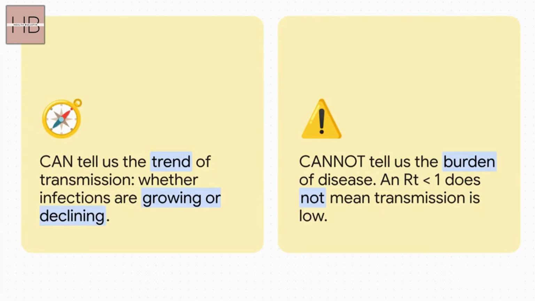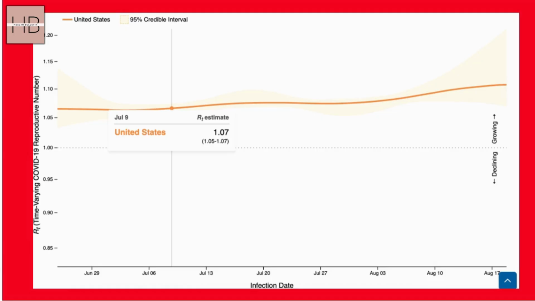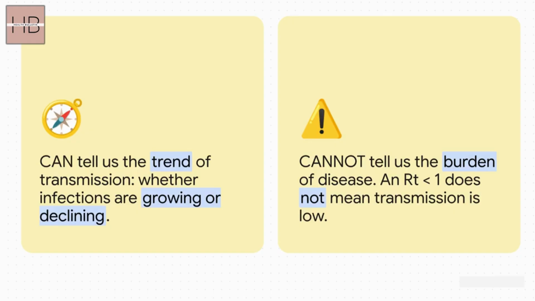And this is the key takeaway, for sure. R is all about the trend. It's about the direction. Is the fire spreading faster or slower? What it does not tell you is how big the fire already is. You could have an R below 1, meaning things are getting better, but still have a huge number of people sick. So, remember, direction, not size.